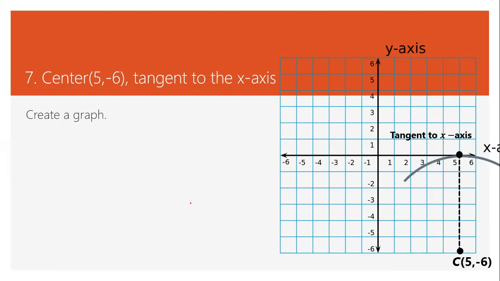Number 7. Center is 5, negative 6, and tangent to the x-axis. It's the same scenario. The point of tangency is at the x-axis. So let's mark that point of tangency here at the x-axis. So this is our circle. And here is the point of tangency, where the x-axis touches our circle.